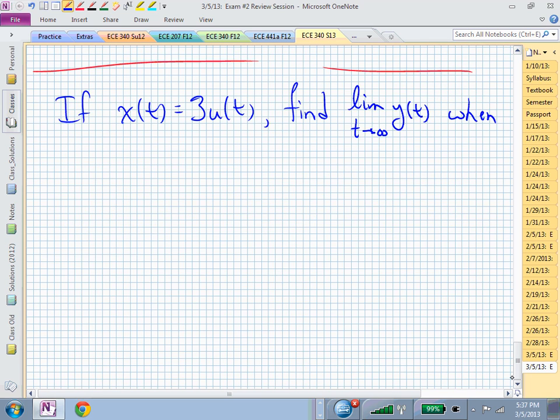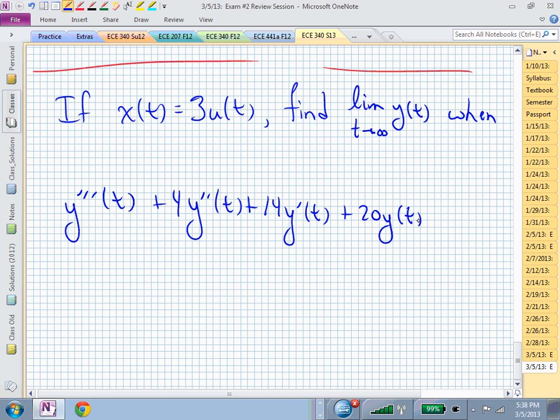when your system between the input and the output is governed by y triple prime plus 4y double prime plus 14y prime plus 20y of t equaling 4x prime of t plus 5x of t. Any ideas how we would approach this problem?